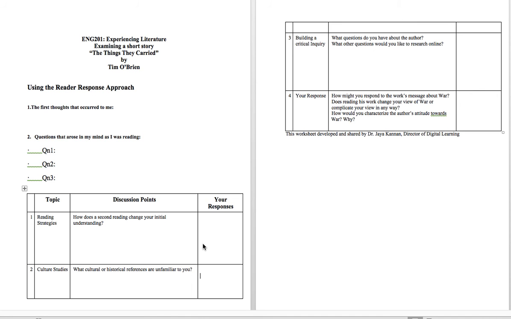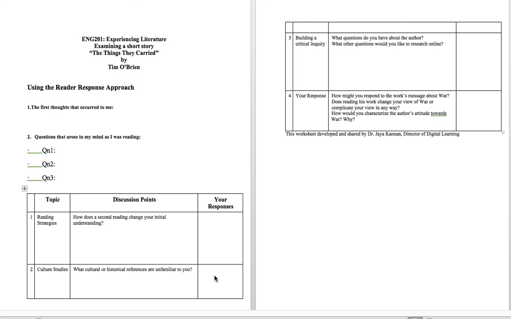Perhaps initially you didn't understand why Lieutenant Cross had to burn Martha's letters, but then you went back to page 406 and you read, "he pictured Martha's smooth young face, thinking he loved her more than his men, and now Ted Lavender was dead because he loved her so much." Perhaps that was only something you understood in your second reading.